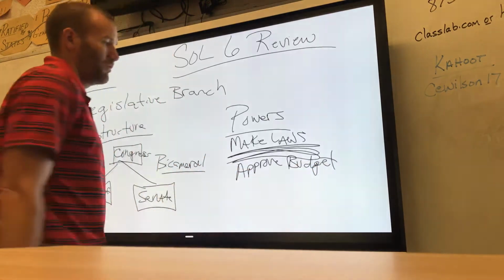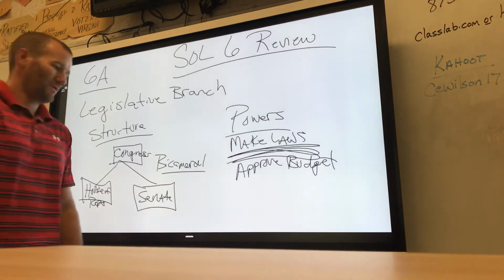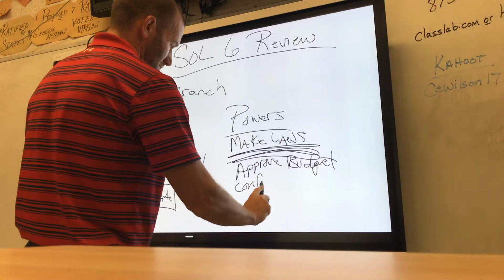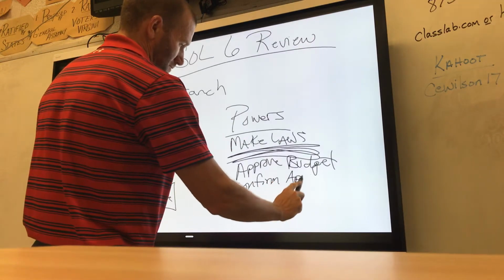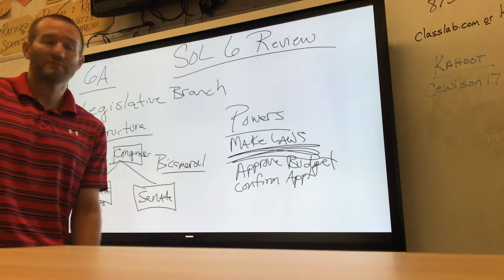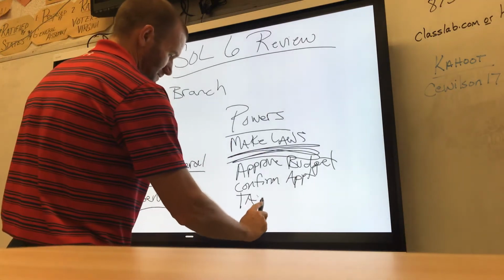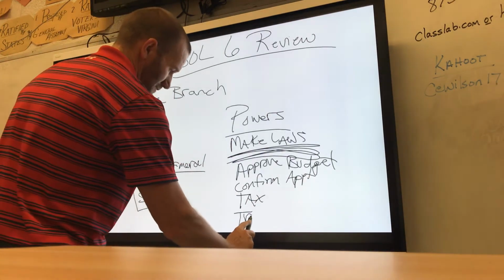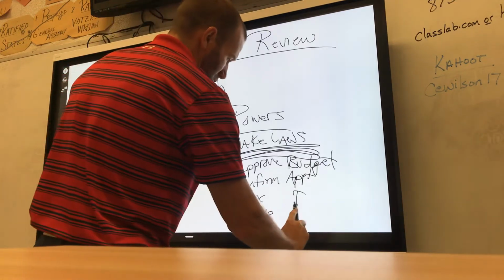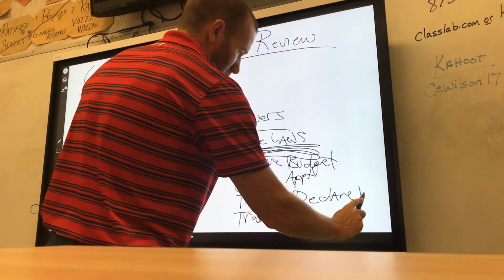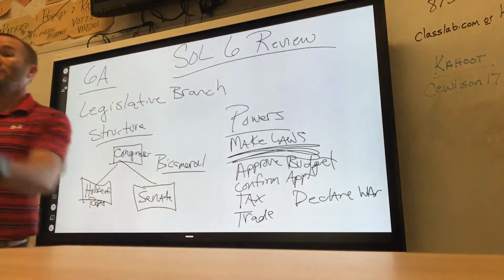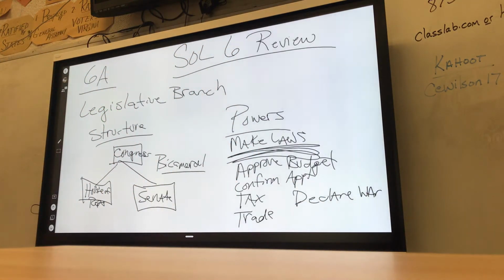Approve budget. What else? Confirm presidential appointments. What else? Tax. Regulate trade. And declare war. The last one, declare war. Those are what you need to know from the legislative branch. You watched the video that I did on the legislative branch. Those are the key things that you need to know.